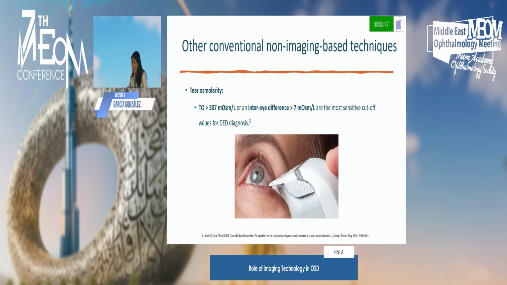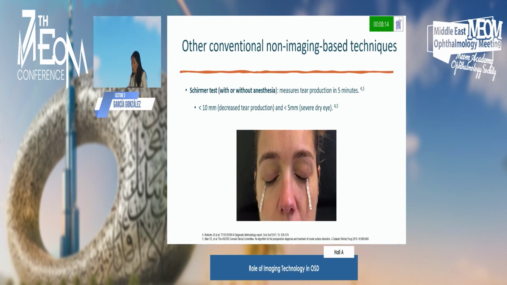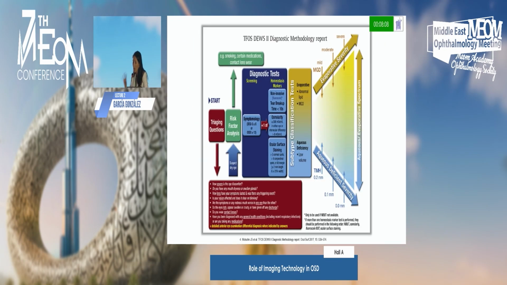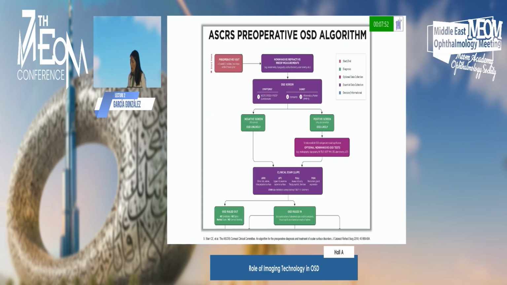Also, we can use some invasive tests, for example, the tear osmolarity, the Schirmer test, or the impression cytology. And if we see the algorithm of the TFOS DEWS II, only with the symptoms, the T-BUT, the osmolarity and the ocular surface staining, we can detect if we have a dry eye, and we can classify it into evaporative or aqueous deficient dry eye. But if we see the ISCRS preoperative OSD algorithm, these authors suggest that we can also use some optional non-invasive OSD tests to help establish the OSD subtype.